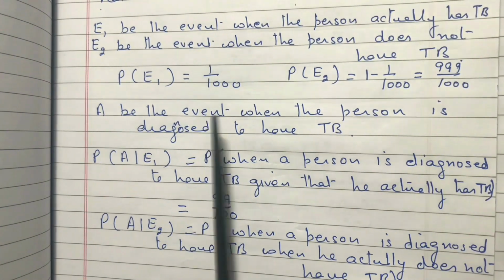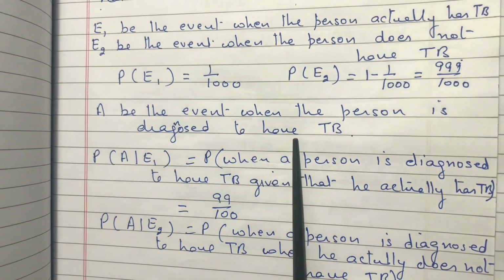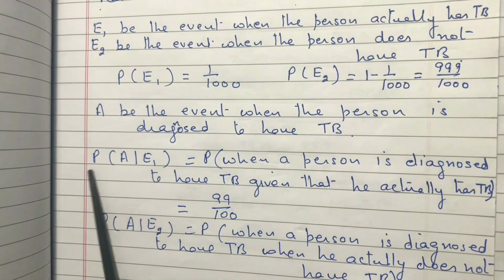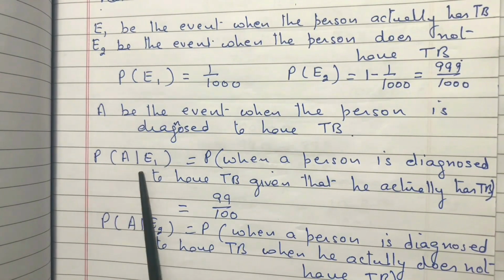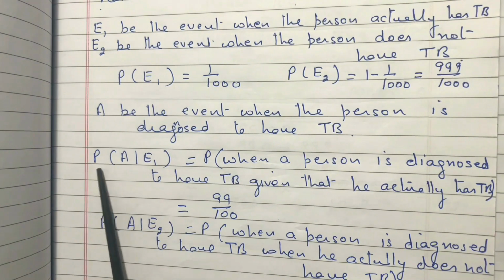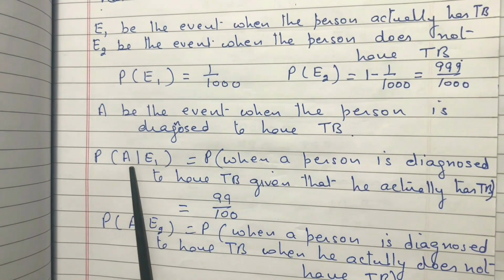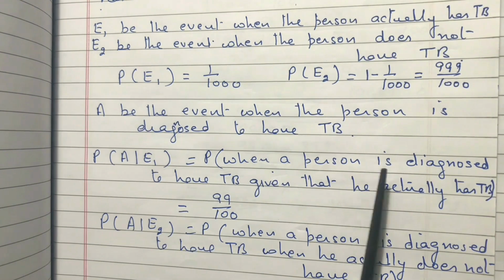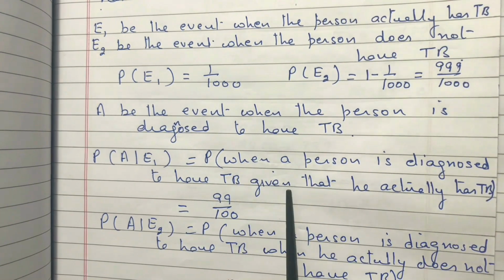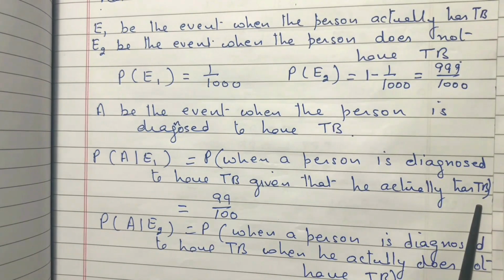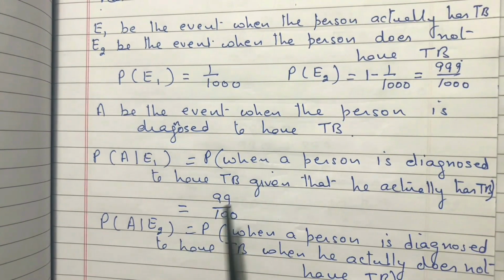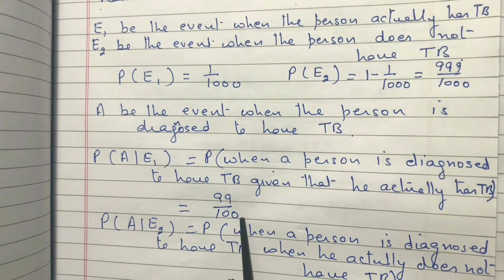Let A be the event when a person is diagnosed to have TB. Probability of A given E1. Now probability when a person is diagnosed to have TB, given that he actually has TB. उसका diagnose भी हुआ है और given है कि उसको actually TB है. So that is equal to 99 upon 100.